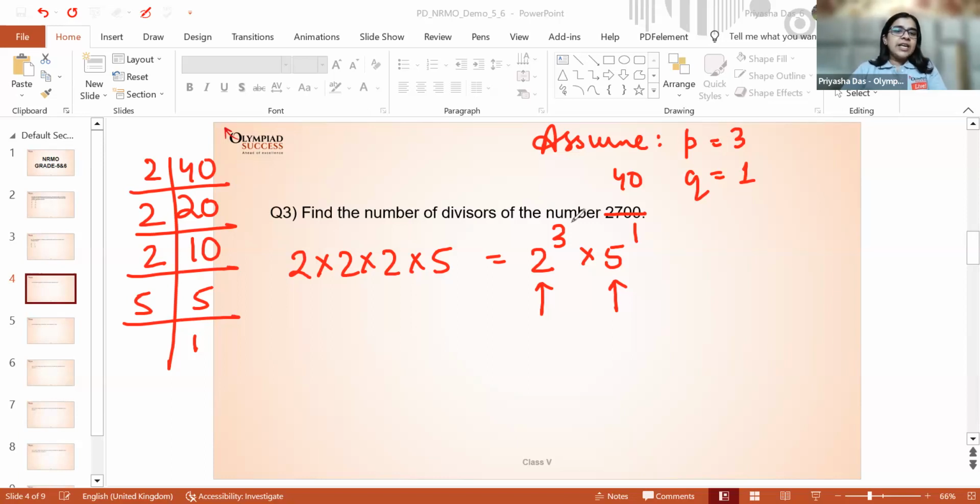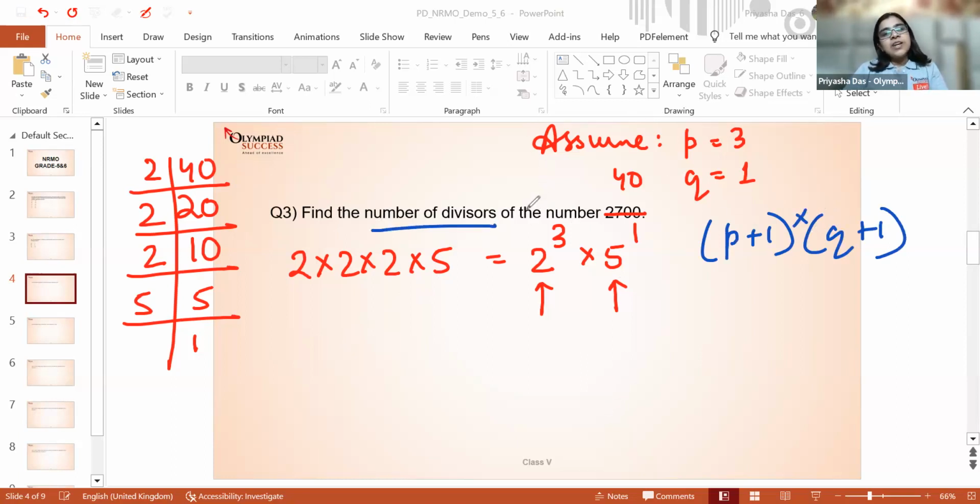The formula is really simple. Add 1 to the power and multiply it. Add 1 to the power, that is 3. The formula is, I'll write it down: P plus 1 into Q plus 1 will give you the number of divisors. You have to multiply them.